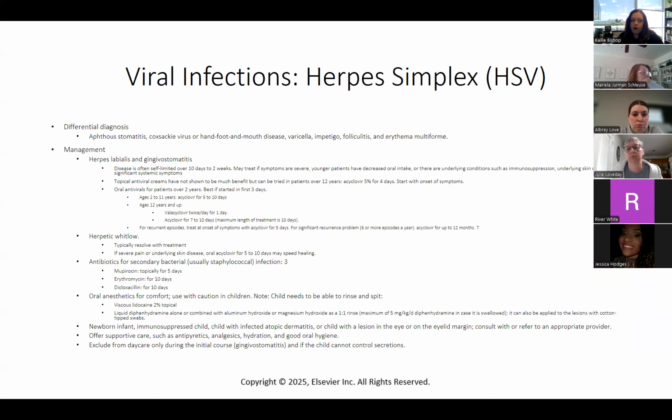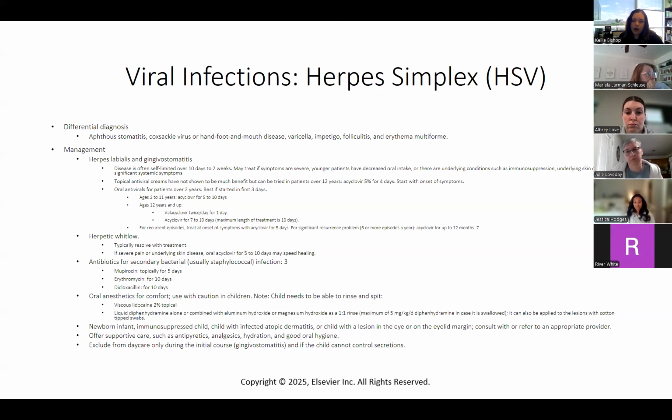Management. So for cold sores and lesions inside the mouth, they usually just clear up on their own. Topical antiviral creams have not been shown to be very effective, but if they're over 12 years old, you can do acyclovir for 4 days. You want to start it when symptoms start. If they're over 2, you can do oral antivirals. And the time frames are here: from 2 to 11, acyclovir for 5 to 10 days, and then 12 and up, they can do valacyclovir or acyclovir.